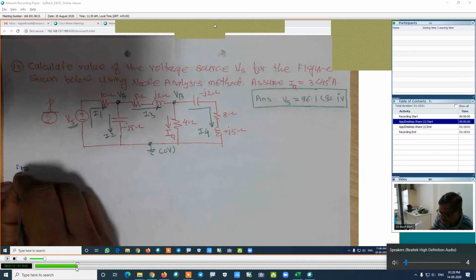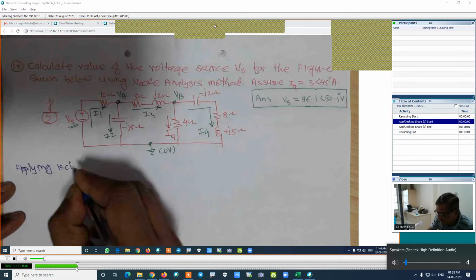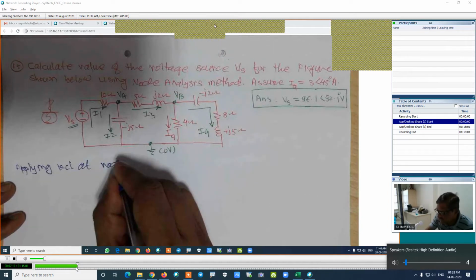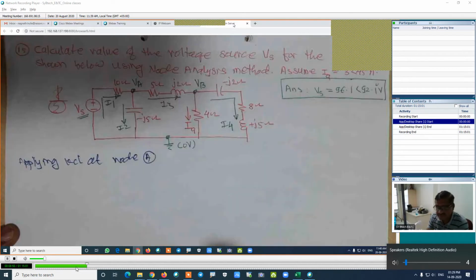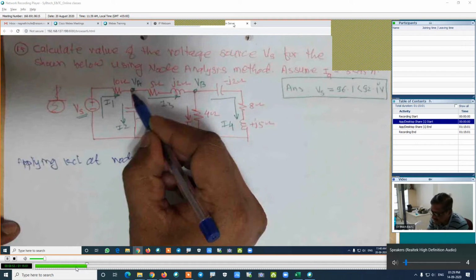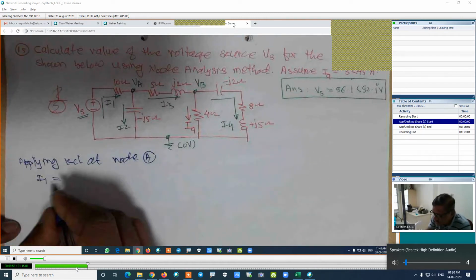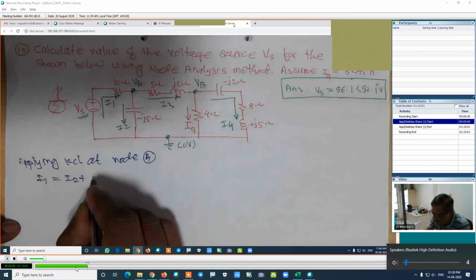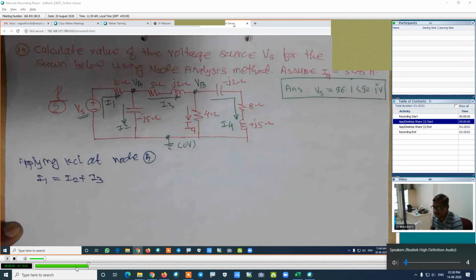Applying KCL, Kirchhoff's current law, at node A. Applying KCL at node A, the incoming current is equal to the outgoing current. The incoming current is I1, which is equal to the outgoing current, that is I2 plus I3. That is the equation. Now find out the values of currents I1, I2, I3 and simplify it.